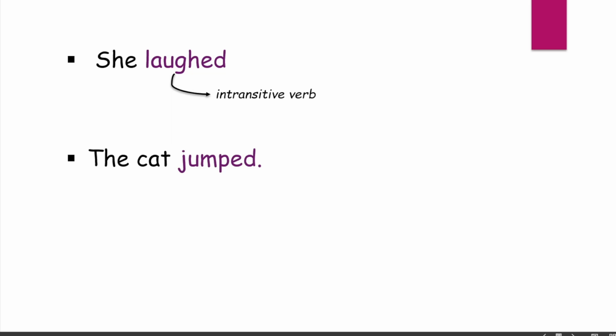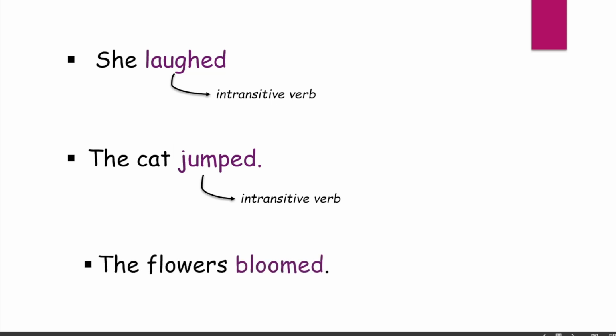The cat jumped. Here, jumped is the intransitive verb. There is no direct object as the cat is simply performing the action of jumping. The flowers bloomed. Here, bloomed is the intransitive verb. The action of blooming is not directed toward any specific object.